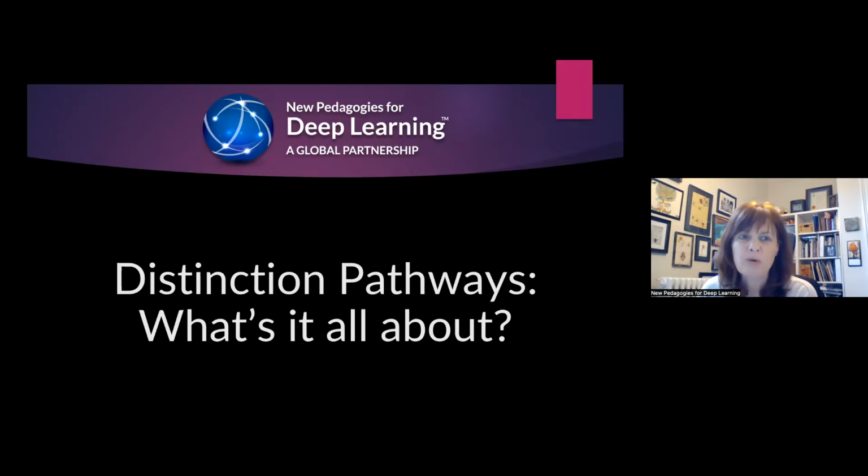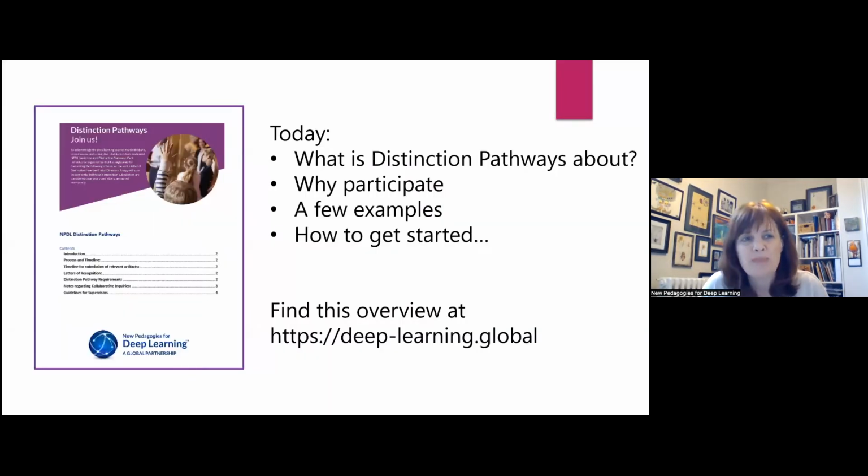We're going to look at the program, what it's all about, why you might want to participate. We'll show you a few examples of some of the distinction pathways artifacts, and we'll also share some simple steps to get you started. This overview package can be found on the Deep Learning Hub, and at the end of the presentation, we'll show you exactly how you can find this information on the Hub.